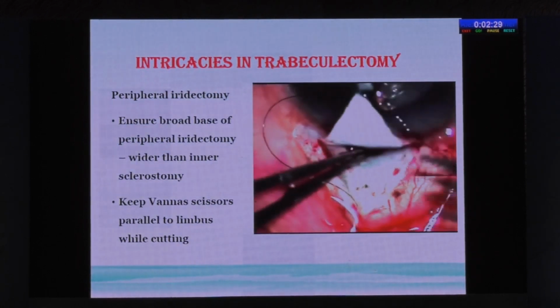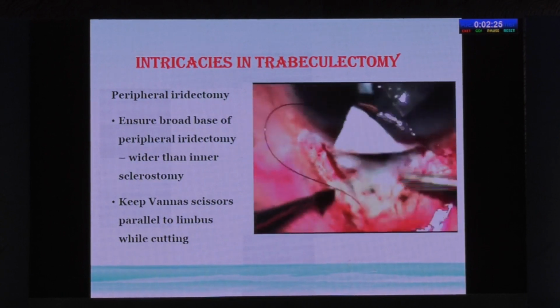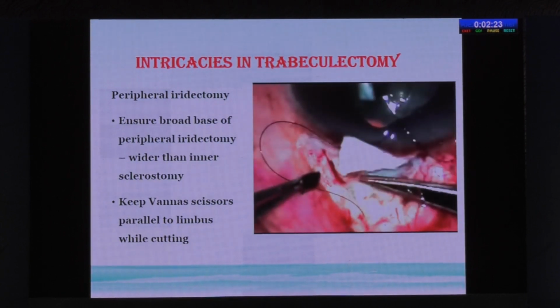As regards the peripheral iridectomy, ensure that it is a broad base, and when you're pulling out the iris, there should be peaking of the pupil. You should be able to see the edges of the pupil all around. Otherwise, you'll create a sectoral iridectomy instead of a peripheral iridectomy. It should not be large enough to cause diplopia to the patient postoperatively. It should remain hidden under your upper lid, but it should be wider than the inner sclerostomy. For that, it is important that while cutting, you place your scissors parallel to the limbus.